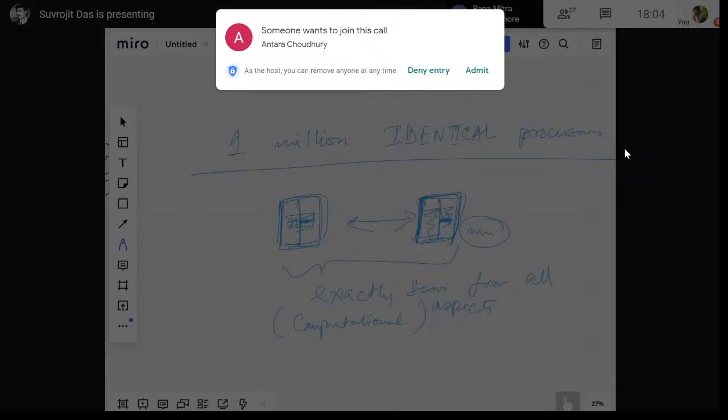And this being identical gives rise to an indistinguishable property. Right? This is very obvious.